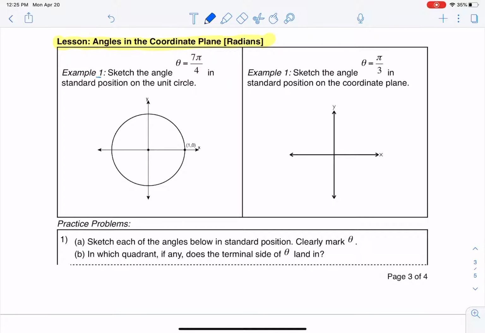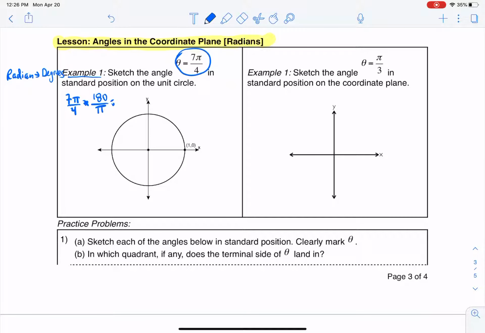For example 1, we want to sketch the angle 7 pi over 4 in standard position on the unit circle. So here, we're going to be converting from a radian measure to degrees. If you remember from before, what we do to do that is take whatever our radian measure is and multiply it by 180 over pi. So I'm just going to take that 7 pi over 4, and I'm going to multiply that by 180 over pi.